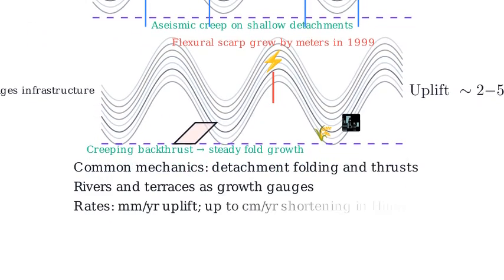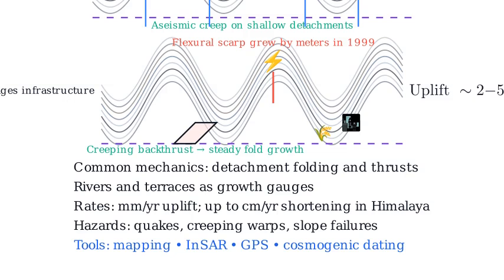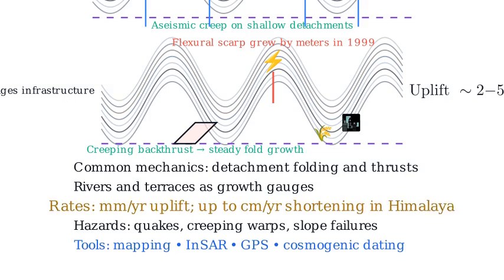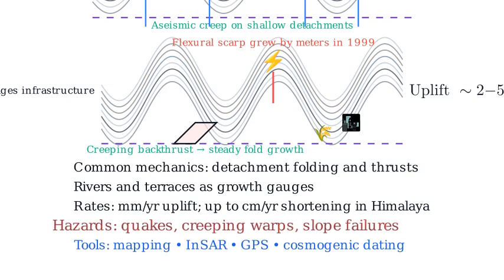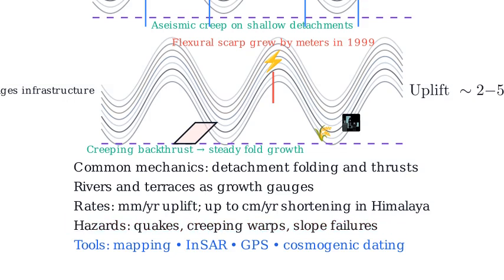To wrap up, across these belts we see common threads. Layered rocks fold above detachments. Rivers record growth through water gaps, wind gaps, and tilted terraces. Rates range from millimeters per year to centimeters per year in shortening, and hazards include earthquakes, creeping warps, and landslides. Integrating structure, geomorphology, geodesy, and dating lets us decode how folds evolve.